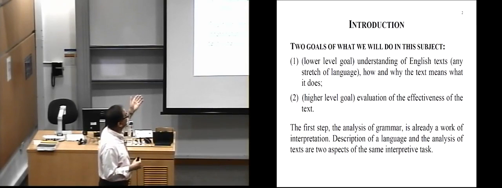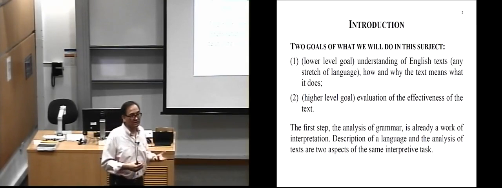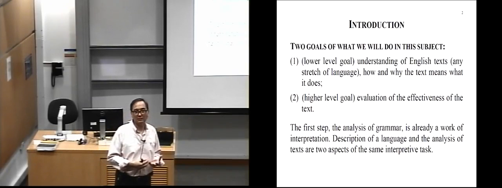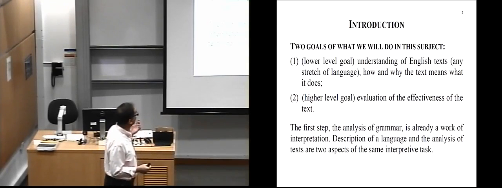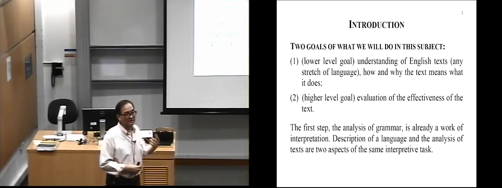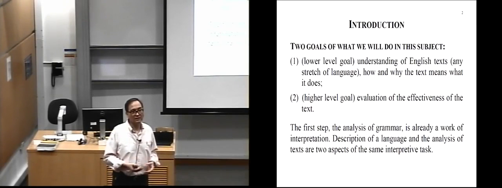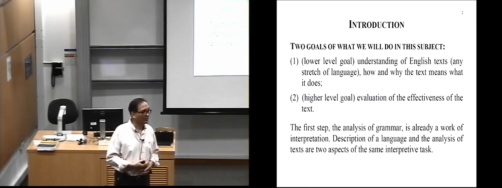So we're going to be looking at the understanding of English texts or any stretch of language, why the text means what it does and how it means what it does. And then the other thing is the evaluation of the effectiveness of the text. I'm going to be teaching you a particular theory called systemic functional grammar, or just functional grammar. It's the only theory among all of the grammatical theories that actually allows you to evaluate the text to see how effective the text is in communicating the meaning. So that's why I'm teaching this particular theory.